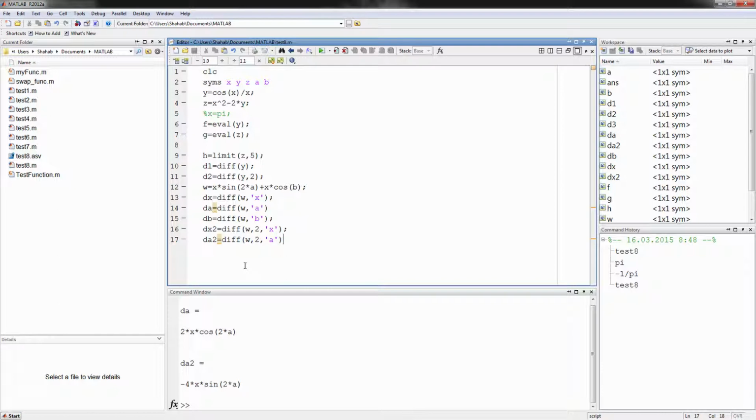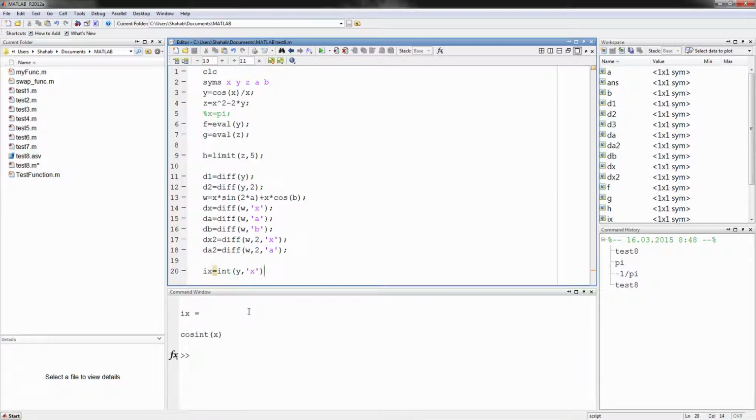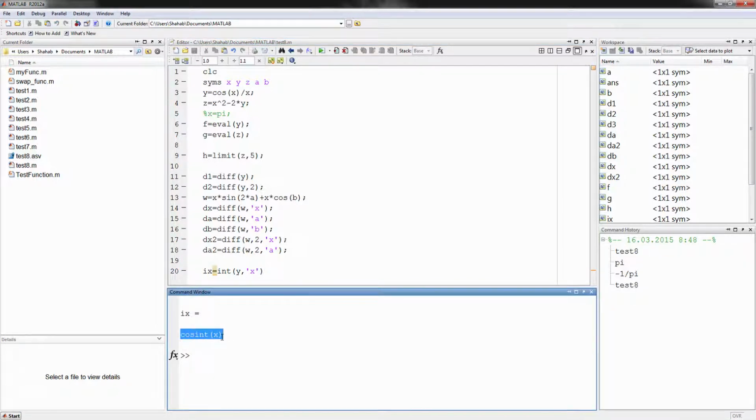Now we have seen the derivative. We have seen how we can calculate the limit. We have seen how we can evaluate a value inside the functions with symbolic function that we have defined. Now let's see how we can do the integral. In order to do the integral, let's call it ix. I want to see the integral of the function y that we had, with respect to x, and in order to find the integral, I use the int. If I run it, it tells me that it is cosine integral of the x.